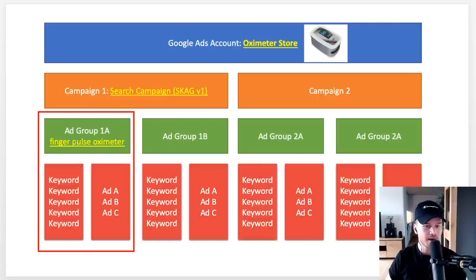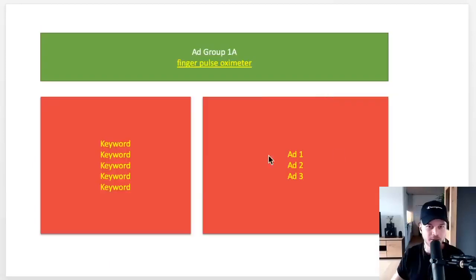And we're going to do that by achieving the highest quality score and by creating the most relevant ads for the keywords that we are targeting. So for example, let's look at this ad group right here. We are targeting finger pulse oximeter with this ad group. Each ad group is dedicated to one keyword. So for each keyword that I want to target, I'm going to create a separate ad group.